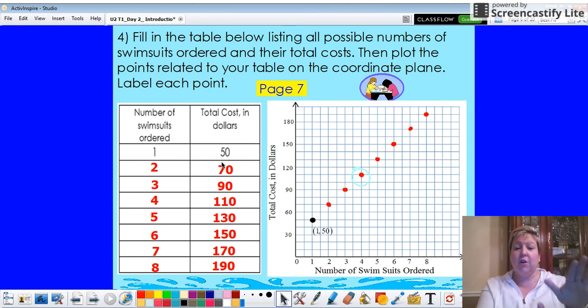It was a $30 processing fee. So that's not going to be added to every single bathing suit. So from after our $50, that represents the $20 bathing suit plus the one-time fee. As we add on swimsuits, you're only adding $20 each time. And then again, if you look at our graph here, these are all points that are not connected together with a line, because again, I can't buy a part of a bathing suit.